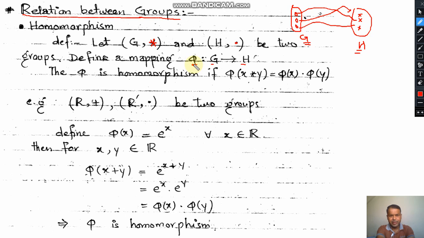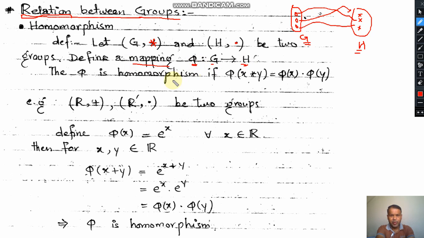Here we are not calling it a relation, because you can find a different meaning of relation from discrete mathematics, as I have discussed earlier also. Here we will call it a mapping. Mapping means correlation or association of the elements of G with the elements of H. So there is a mapping between G and H.